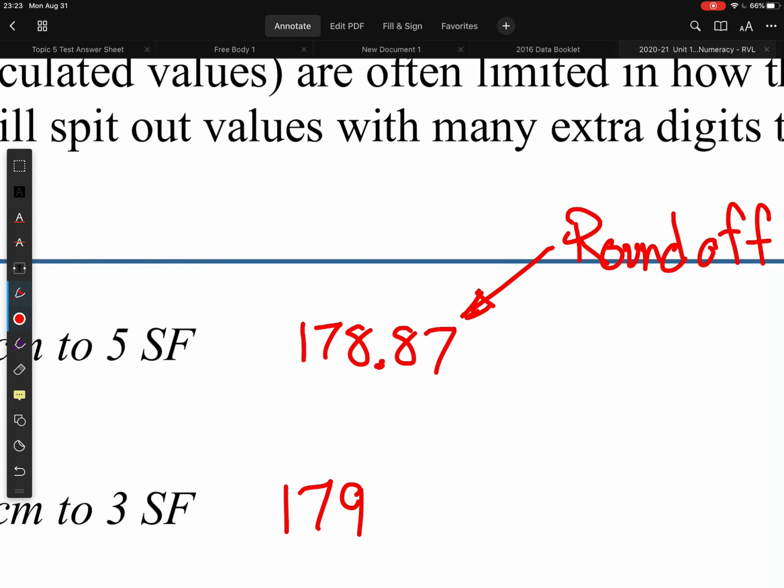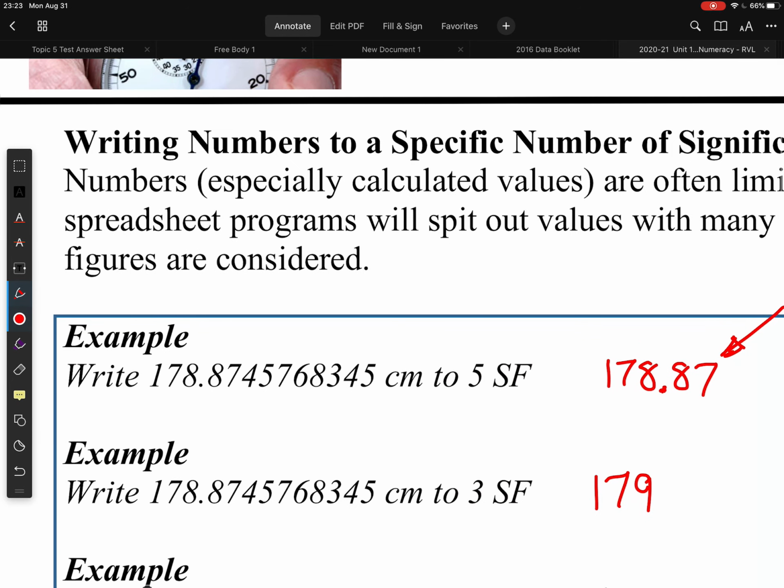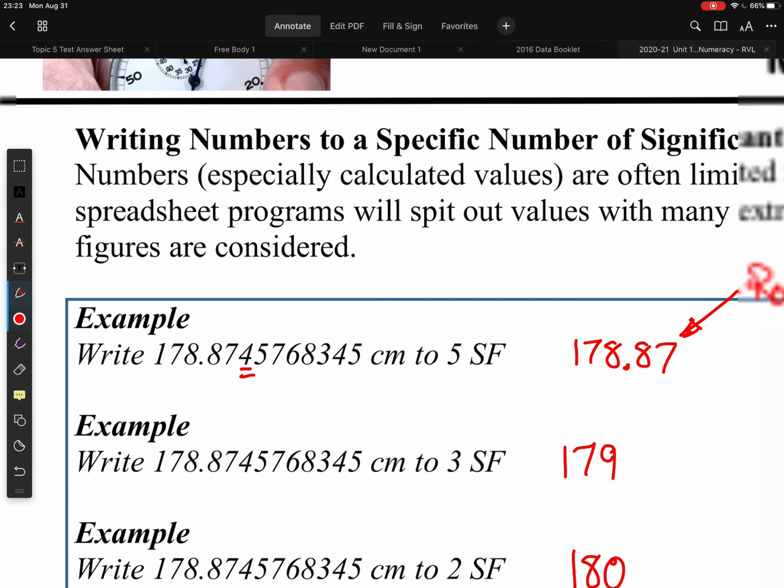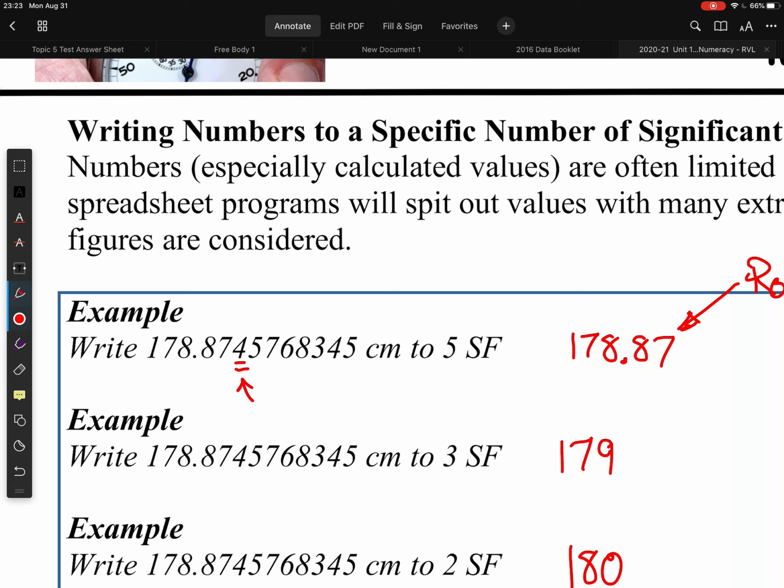Okay, so here we're looking at 178.874. So we look at this digit, and if this digit is from 0 to 4, then the previous digit does not change. Okay?